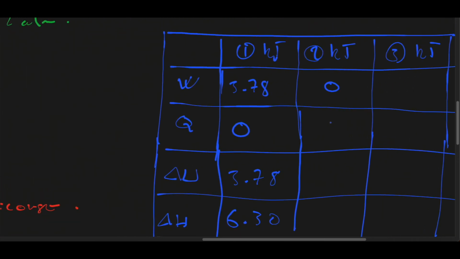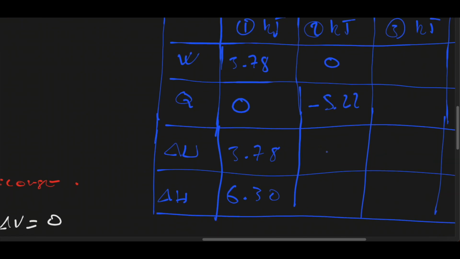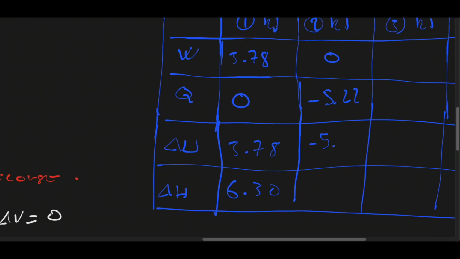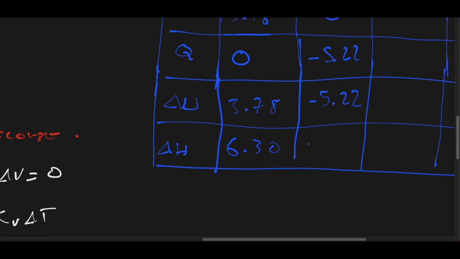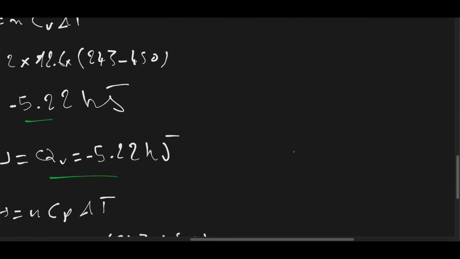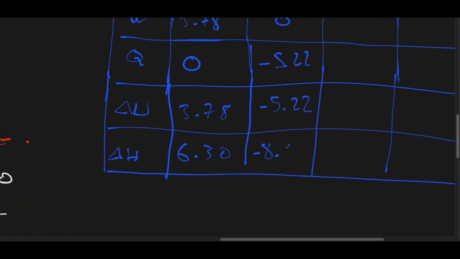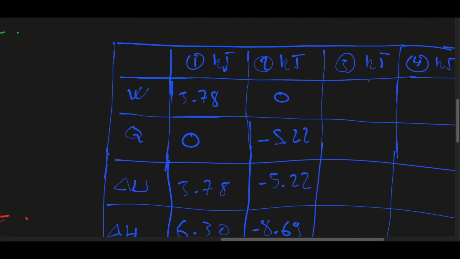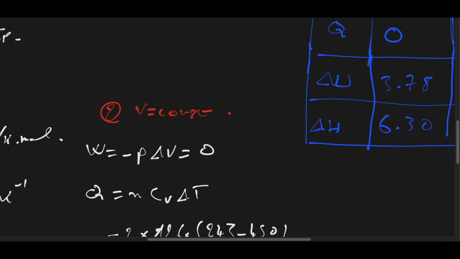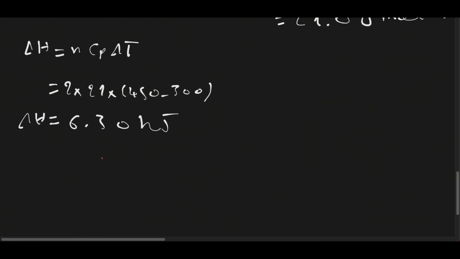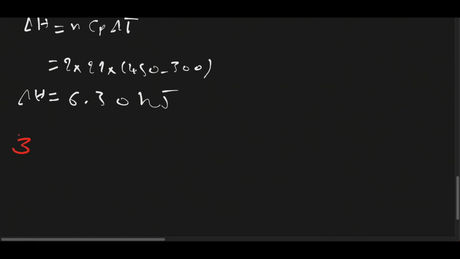So work is 0, Q is minus 5.22, the same thing here, and here we have minus 8.69 kilojoules. Now the third step, which is isothermal change.